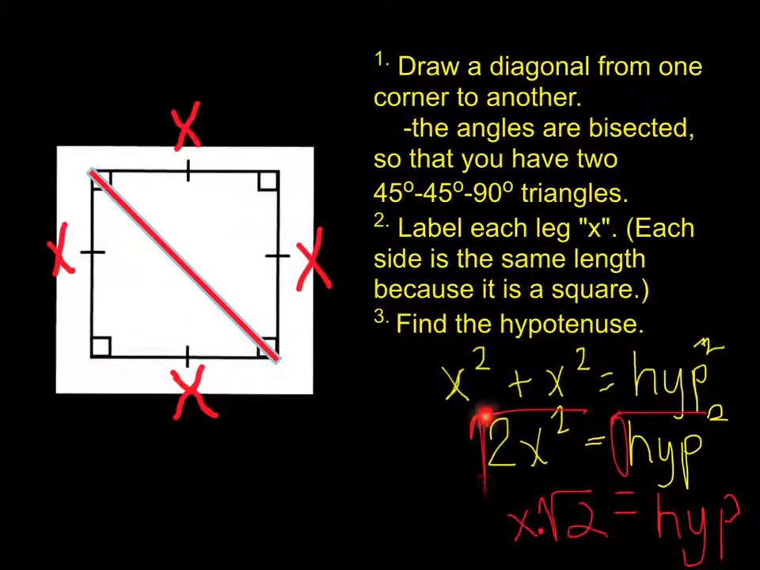We have to take the square root of each side to get rid of the squared. When you do that on the side that's 2x squared, the square and the square root cancel, so the x comes outside of the radical. You are left with the square root of 2, which is what we have right here. So x square root of 2 is what the hypotenuse equals.